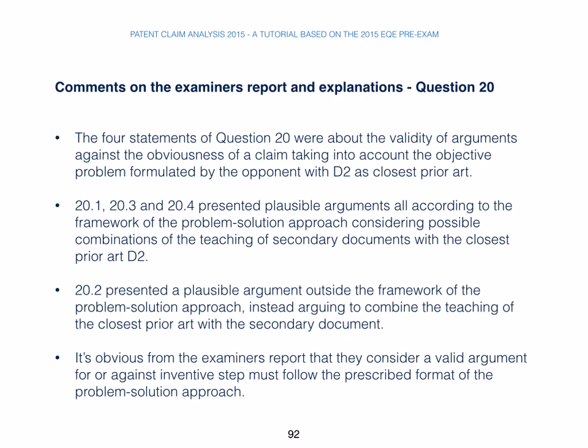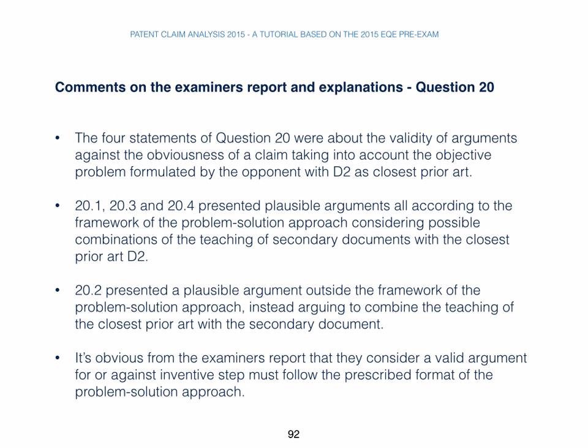The four statements of question 20 were about the validity of arguments against the obviousness of a claim, taking into account the objective problem formulated by the opponent with D2 as closest prior art. 20.1, 20.3 and 20.4 presented plausible arguments, all according to the framework of the problem and solution approach, considering possible combinations of the teaching of secondary documents with the closest prior art D2.